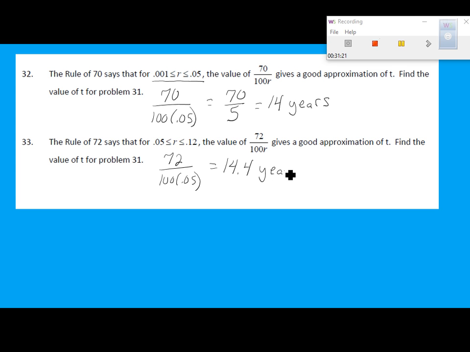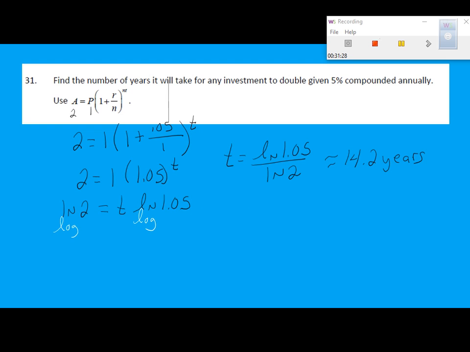So we did the same problem 3 times. I used the book's rule of 72 and 70, got 14.4 and 14. We did it by hand and got 14.2.